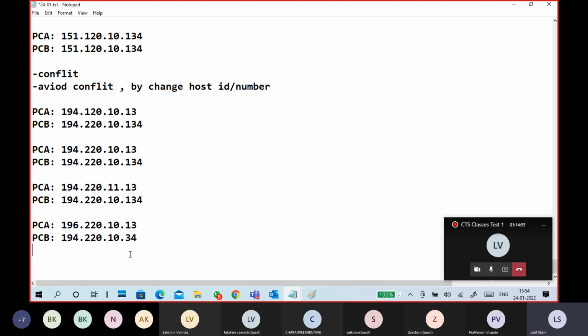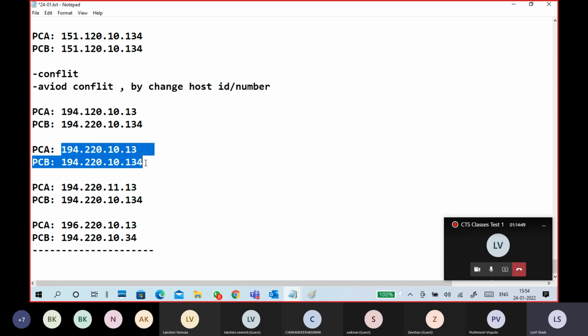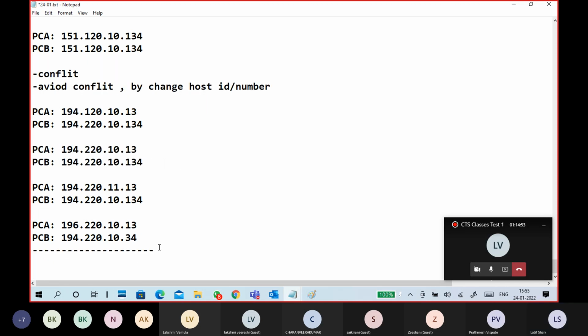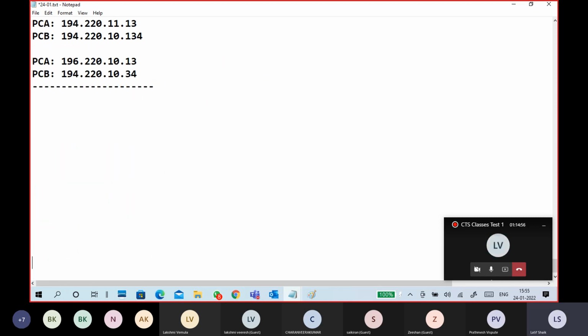If two PCs are not communicating with each other, compulsorily check their IP addresses based on their classes. Compulsorily verify whether their network portion is the same or not. So what is this network portion and host portion? I will explain this. For ease of understanding, I took a class C IP address.